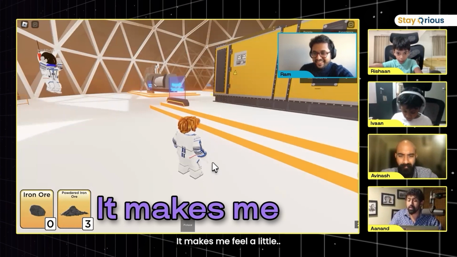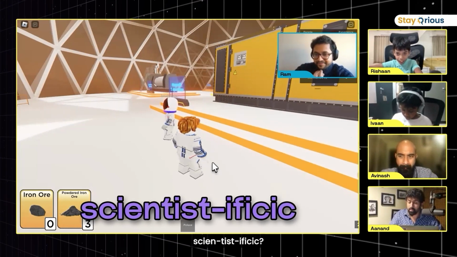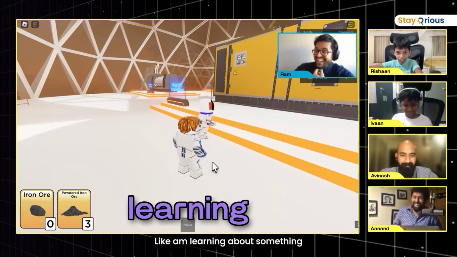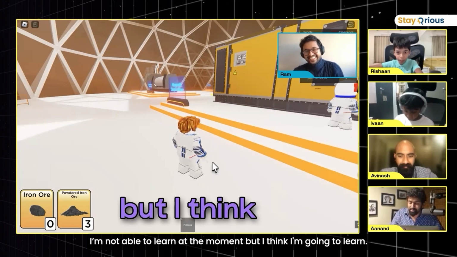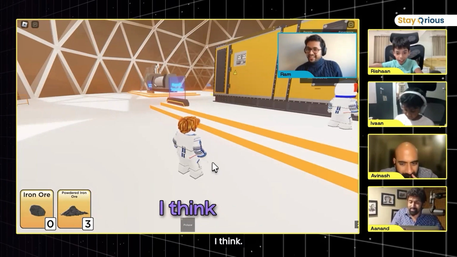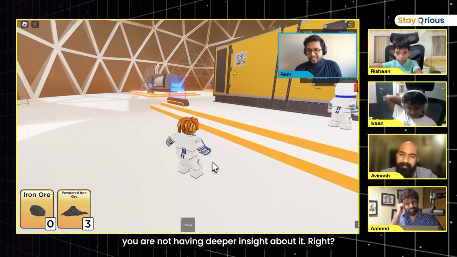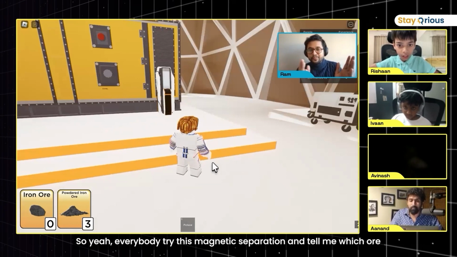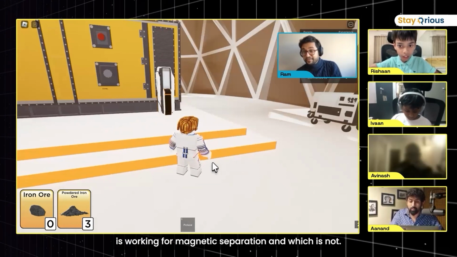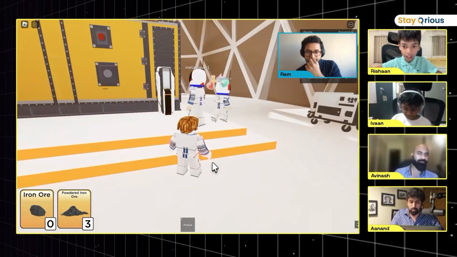It makes me feel a little scientific. Like I'm learning about something I'm not able to learn at the moment, but I think I'm going to learn. Absolutely right. And that's how real world problems are. When you start a real world problem, we are not having deeper insight about it. So everybody try this magnetic separation and tell me which ore is working for magnetic separation and which is not.